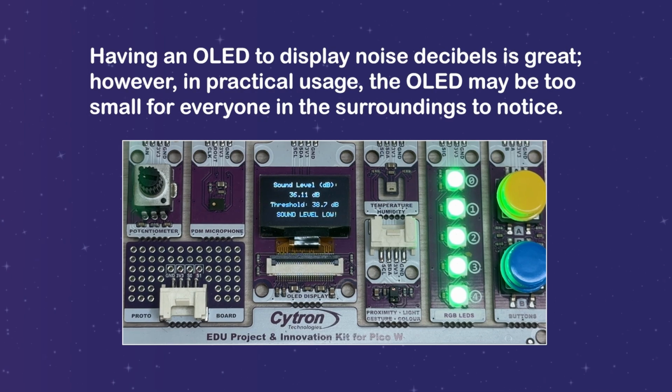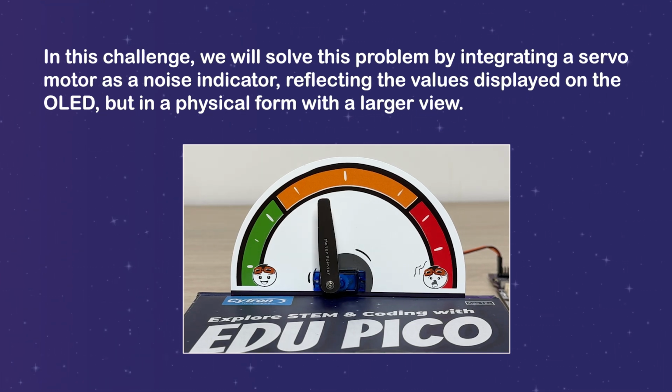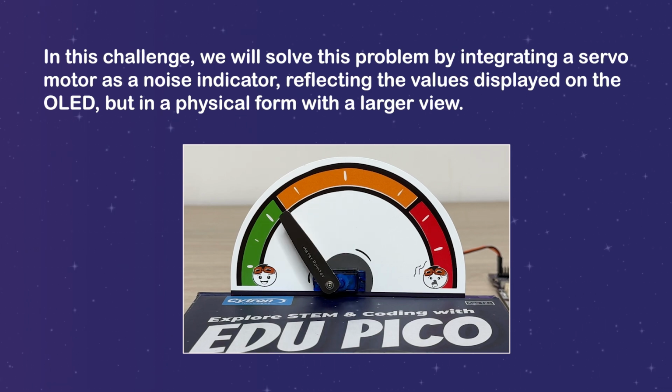Having an OLED to display noise decibels is great. However, in practical usage, the OLED may be too small for everyone in the surroundings to notice. In this challenge, we will solve this problem by integrating a servo motor as a noise indicator, reflecting the values displayed on the OLED but in a physical form with a larger view.